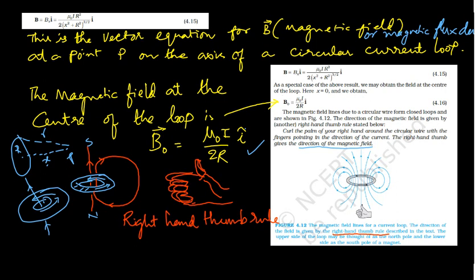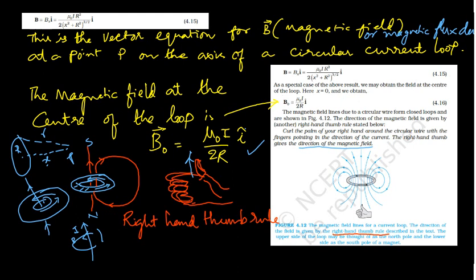That's why I just try to draw a right hand. The thumb would be pointing towards the direction of the current, and vice versa also. That means if the magnetic field lines are going this way somewhere, and there is a wire inside, then the current will be in that direction. Okay, so that's what he mentions here.